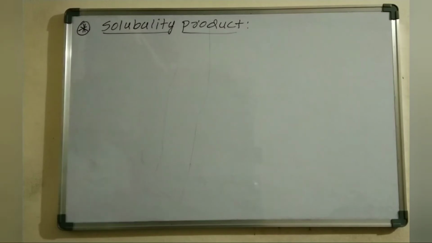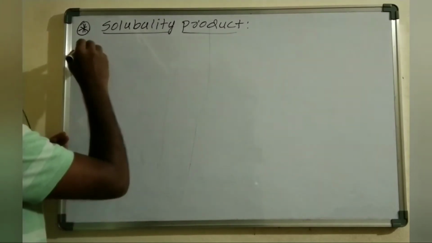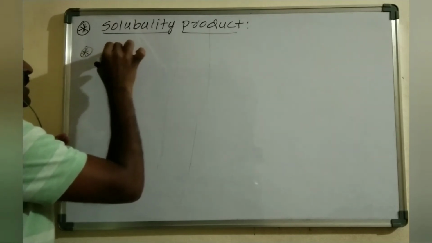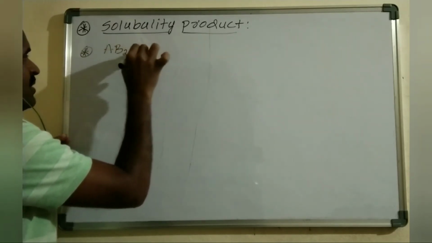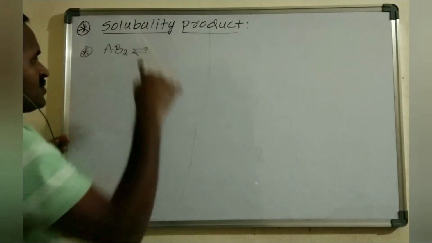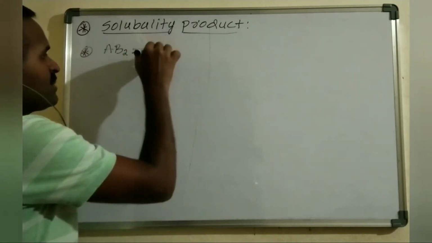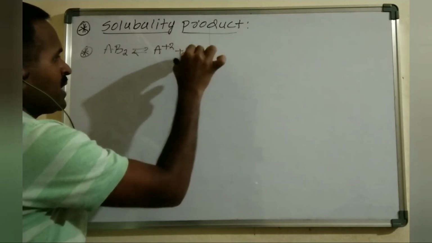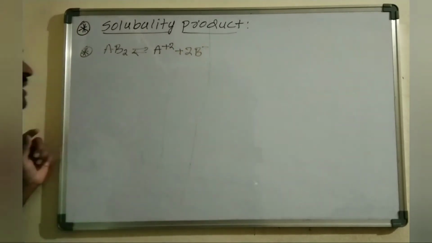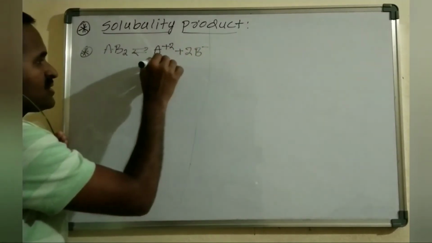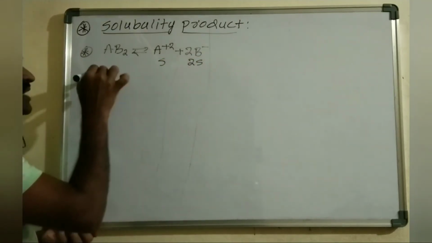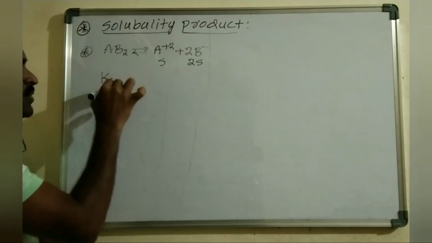And the second type of electrolyte is an AB2 type of electrolyte. Whenever I take this AB2 type of electrolyte, it will dissociate into A plus 2 plus 2B minus. So the solubility of A plus 2 is S, and B minus will become 2S, and its solubility product is KSP.